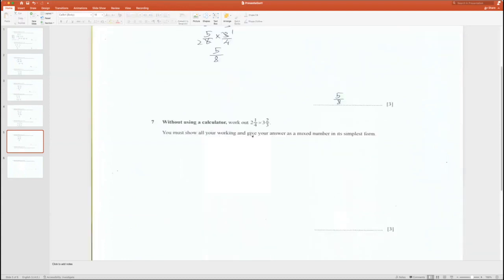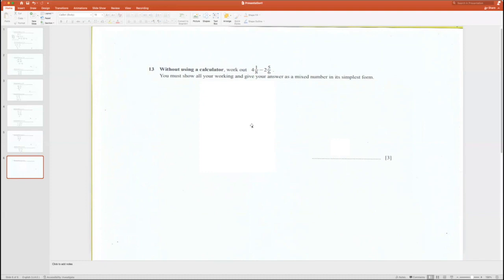Without using a calculator, work out. Two mixed numbers we have to multiply. 4 times 2, 8 plus 1, 9, 9 over 4 times 3 times 3, 9 plus 2, 11, 11 over 3. Then we can simplify this. 3 times 1, 3 times 3. Then 3 times 11 is 33. 4 times 1, 4. So we can write this as a mixed number. 4 times 8, remainder is 1.